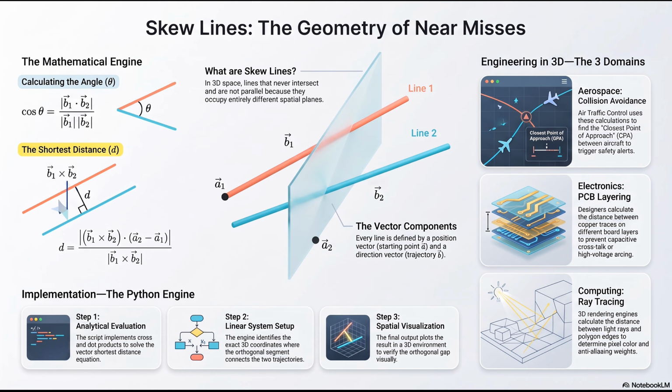The script dynamically sets up a linear system of equations. Okay, doing the heavy lifting. Exactly. It uses matrix algebra to solve for the absolute exact 3D coordinates, the specific x, y, and z points in space, where that orthogonal segment physically connects to both line 1 and line 2. It finds the exact microscopic coordinates of both tips of the toothpick. Yes. And finally, it plots the entire result in a 3D graph. Wow. You feed it the raw variables, and it programmatically builds the geometry, proving the theory right before your eyes.